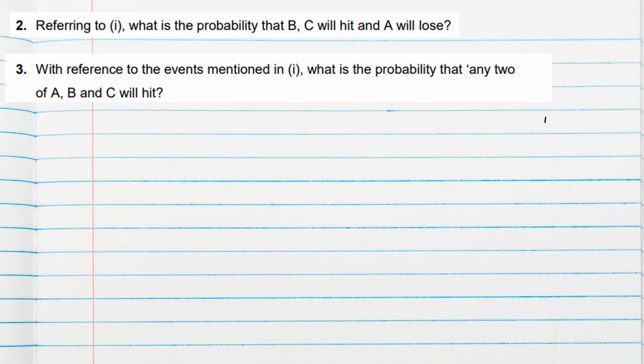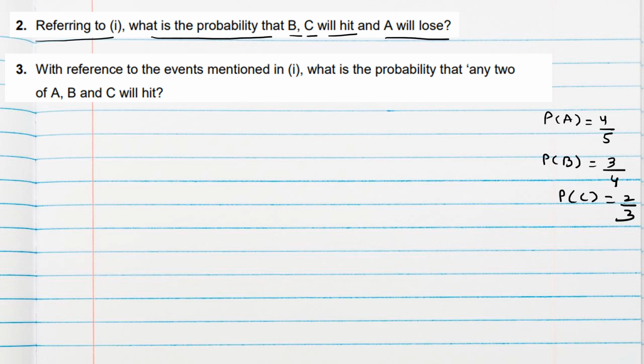First of all, let me write all the probabilities here once again. P of A is 4 by 5, we know. P of B is 3 by 4 and P of C is 2 by 3. Now let's check the question. Question 2 referring to 1: what is the probability that B, C will hit and A will lose? In terms of probability, how can we say B hits the target and C hits the target but not A. A will lose means A will not hit, isn't it?